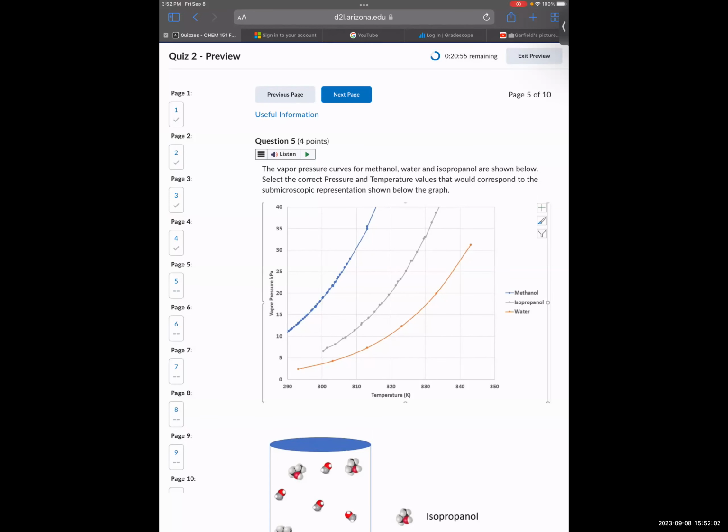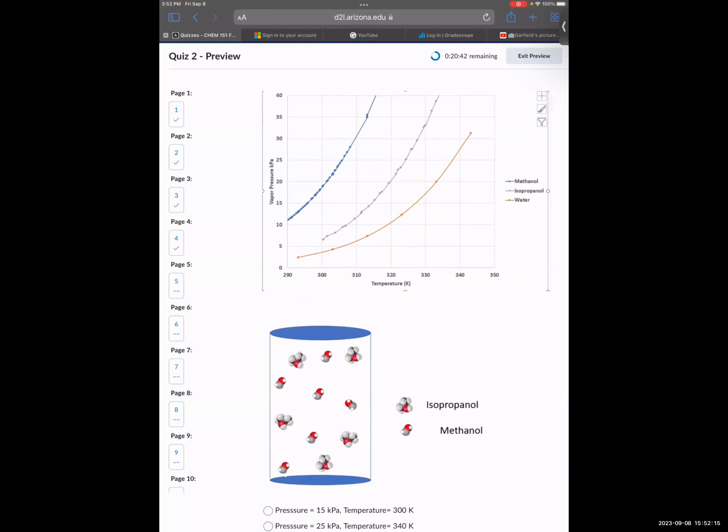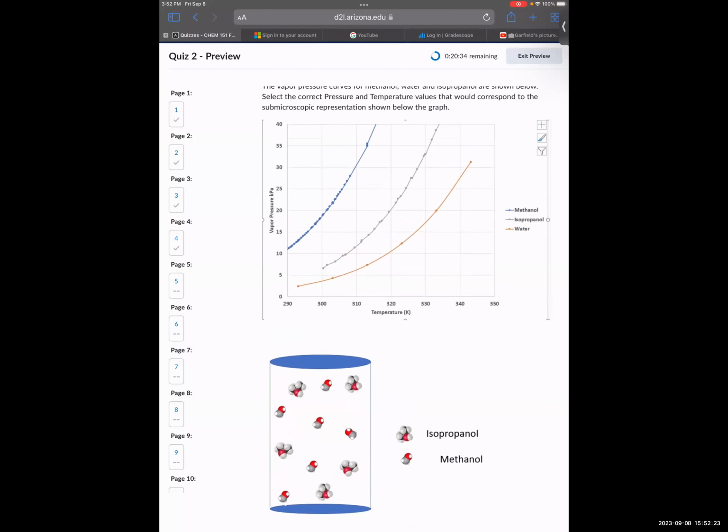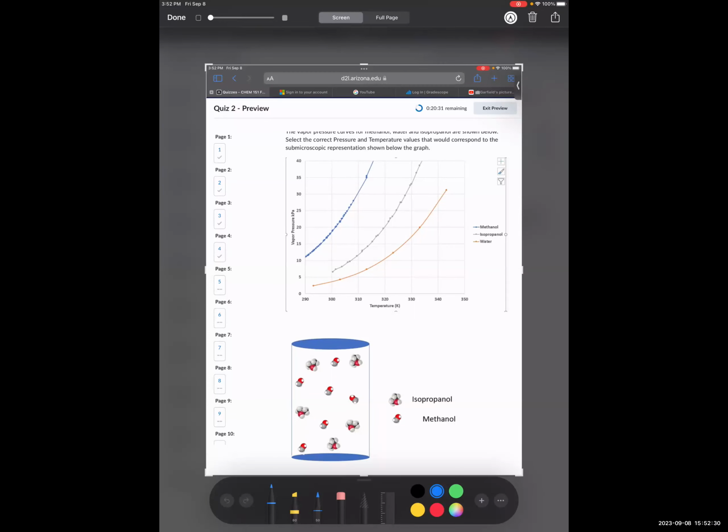The vapor pressure curves for methanol, water, and isopropanol are shown below. Select the correct pressure and temperature values that would correspond to the submicroscopic representation shown below the graph. Here's the submicroscopic representation where isopropanol and methanol are in the gas phase. Just to remind us, the vapor pressure curve is the liquid-gas boundary of the phase diagram.